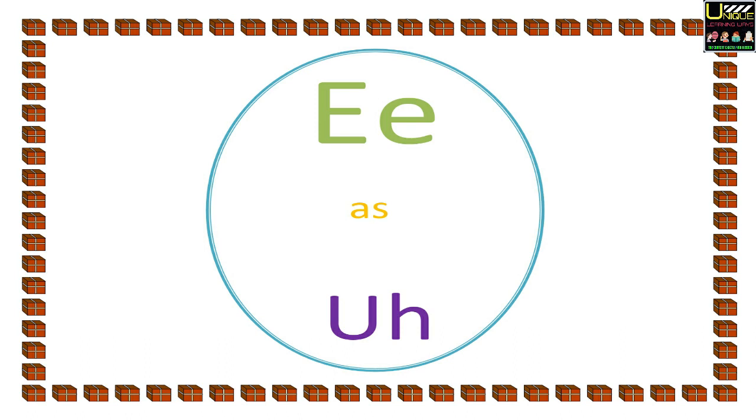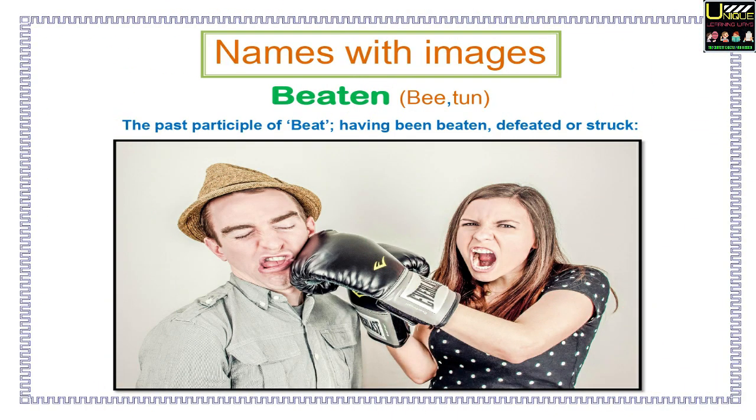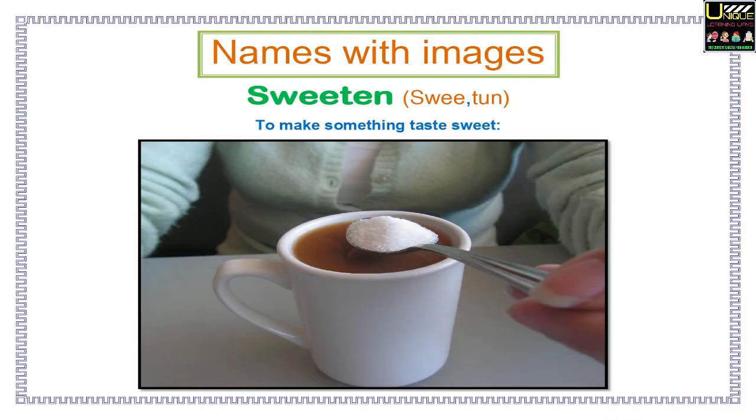E as A. Names with images. Here you will see the word, its explanation with an image. Beaten. The past participle of beat, having been beaten, defeated, or struck. Sweeten. To make something taste sweet.